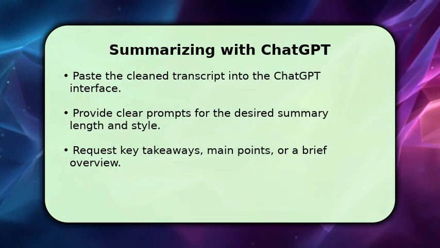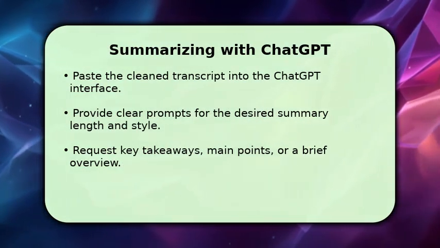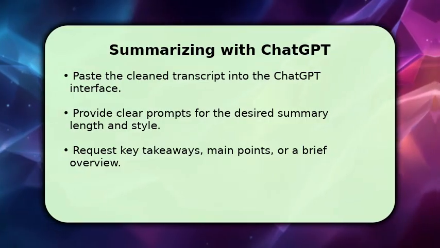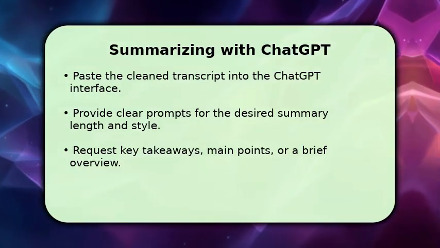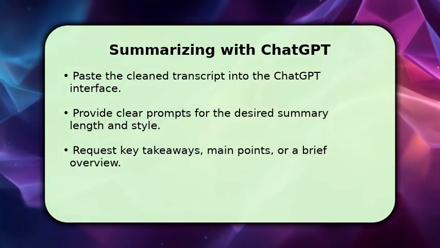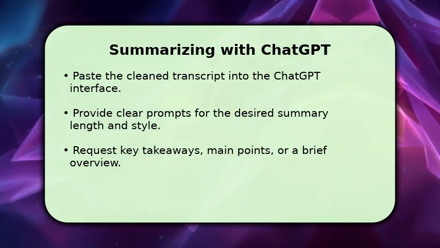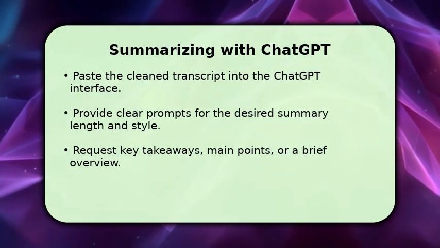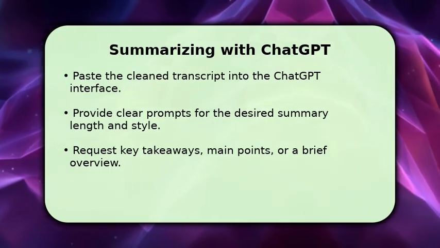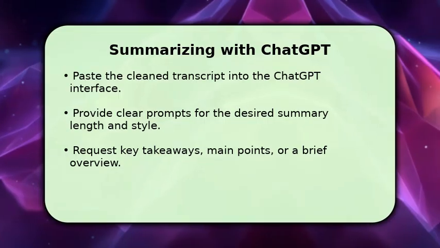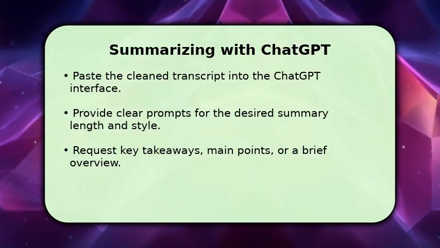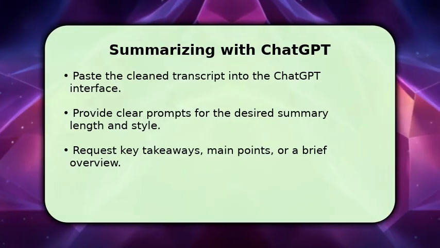Once you have your clean transcript, paste it into ChatGPT. The key here is crafting effective prompts. Ask for a summary of about 100 to 150 words, or perhaps 3 to 5 key takeaways. You can specify the desired tone or focus, like summarize for a beginner or extract action items. Experiment with different prompts to achieve the best results for your specific needs.